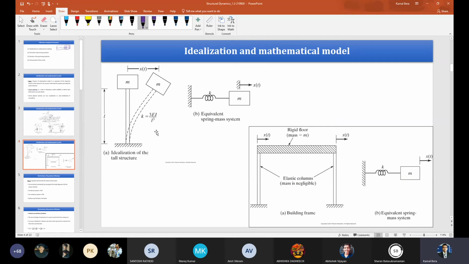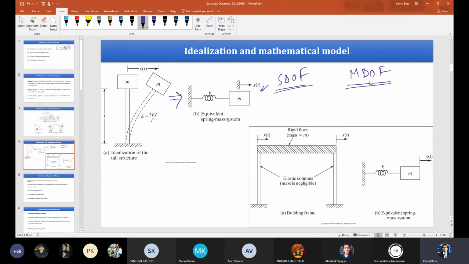Similarly, this is a very tall structural system. I can idealize it as just a cantilever type of system with a mass attached at the top end. So I can idealize this as an equivalent single degree of freedom system, an SDOF system. I will frequently use this terminology, single degree of freedom system. If there is more than one degree of freedom, it is a multi-degree of freedom system.